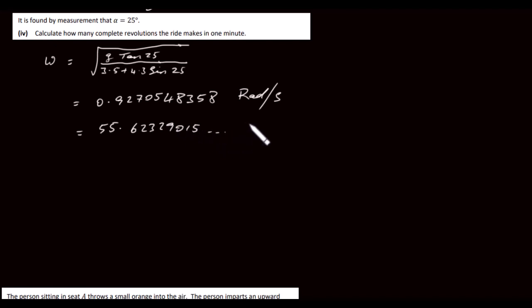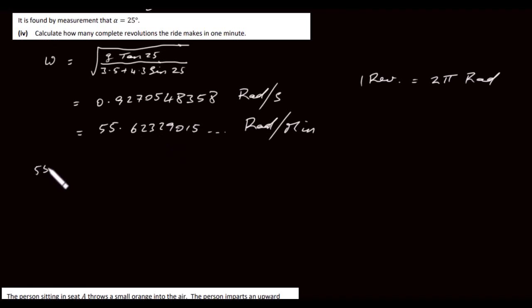55.6232915 and so on, and that's radians per minute, because it asks us here to find how many complete revolutions the ride makes in 1 minute, so we've got to look at minutes here. One revolution we know is 2 pi, so one revolution is equivalent to 2 pi radians. So therefore what we've got to do is take our 55.623 and so on and divide that by 2 pi.